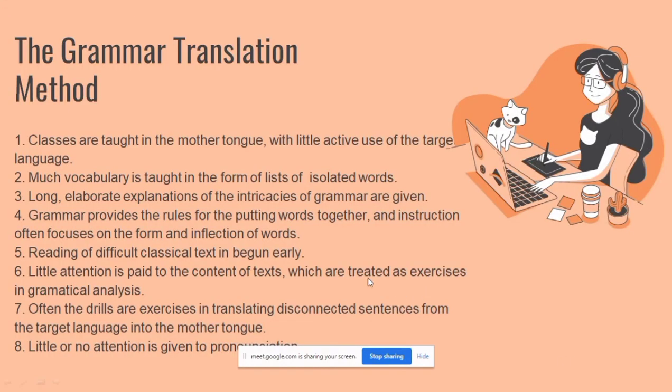The grammar translation method. 1. Classes are taught in the mother tongue, with little active use of the target language. 2. Much vocabulary is taught in the form of lists of isolated words. 3. Long, elaborate explanations of the intricacies of grammar are given. 4. Grammar provides the rules for putting words together, and instruction often focuses on the form and inflection of words. 5. Reading of difficult classical texts begins early. 6. Little attention is paid to the content of texts, which are treated as exercises in grammatical analysis.